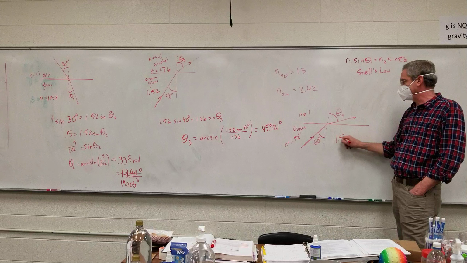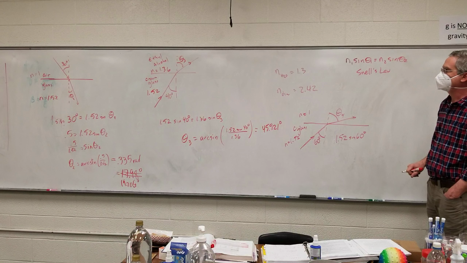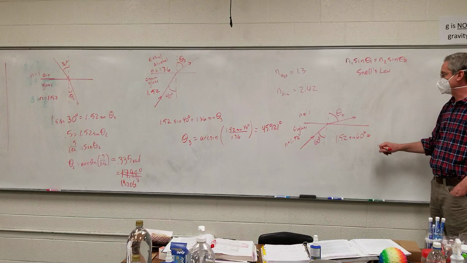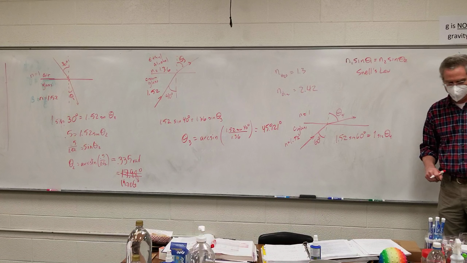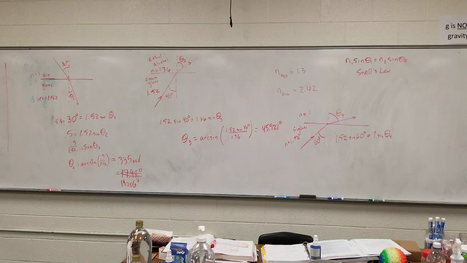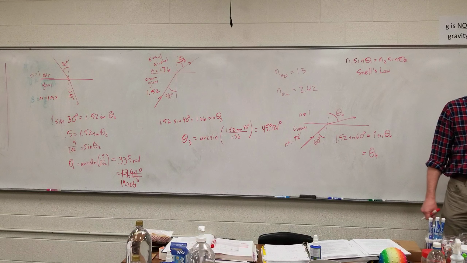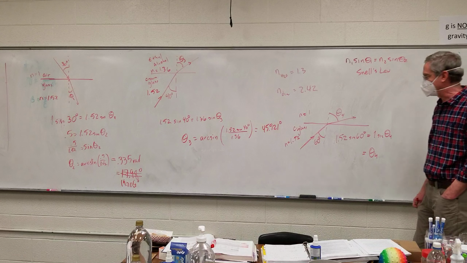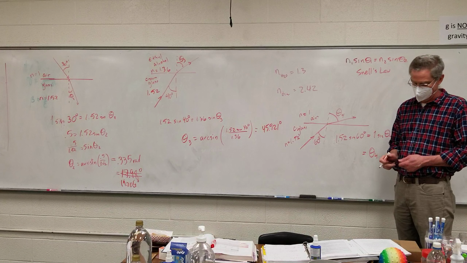So I have 1.52 times the sine of 60 degrees equals 1 times the sine of theta 4. What is theta 4? Air is 1, yes, index of refraction of air. Close enough to 1 to count.